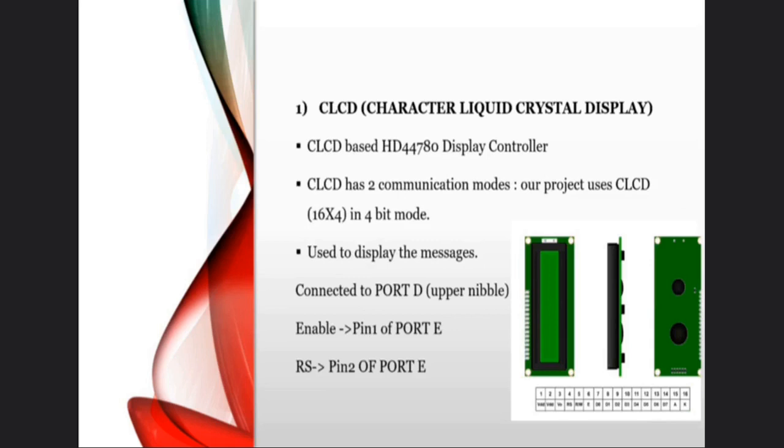Depending on the RS pin, that is the fourth pin of CLCD, it decides whether the given information is instruction or data. That is, when RS pin is 0, it is considered as instruction, and when RS pin is 1, it is considered as data. Read-write pin of CLCD is always connected to the ground by hard wiring. That is, only writing is possible in CLCD. Pins from 7 to 14 of CLCD are connected to RD0 to RD7 of PIC16F877A as data lines, that is connected to the port D upper nibble.